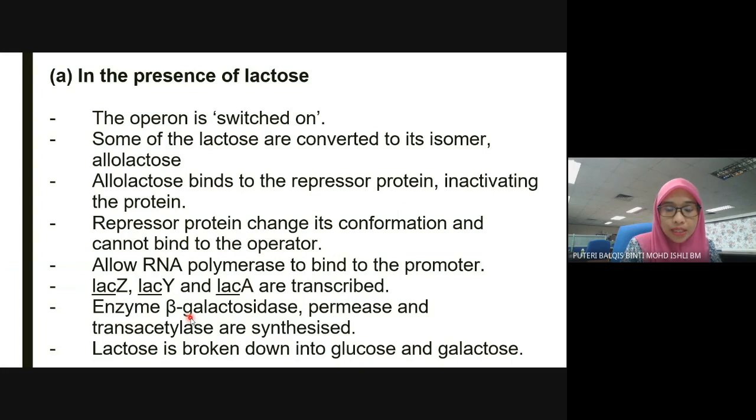So the enzymes beta-galactosidase, permease and transacetylase are synthesized. Lactose is broken down into glucose and galactose. Right? Okay. Ada soalan ke?